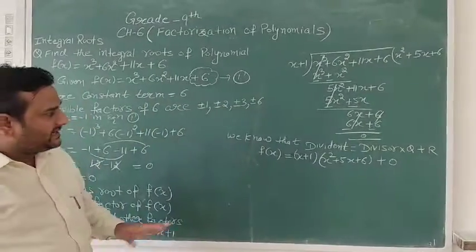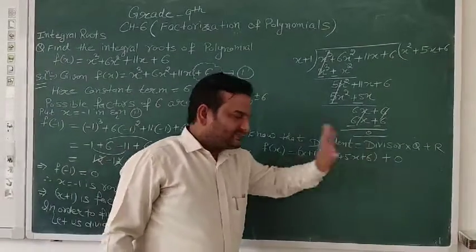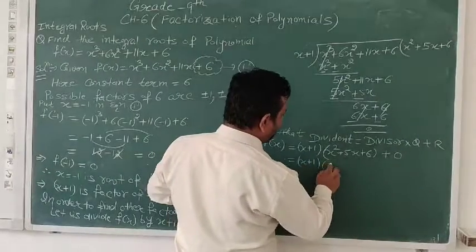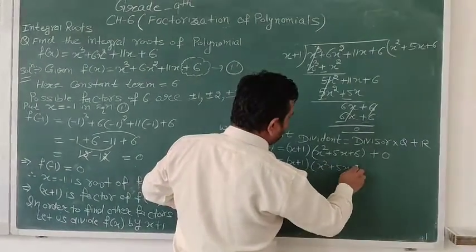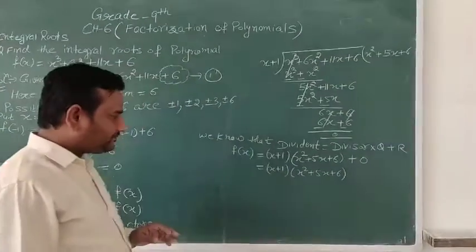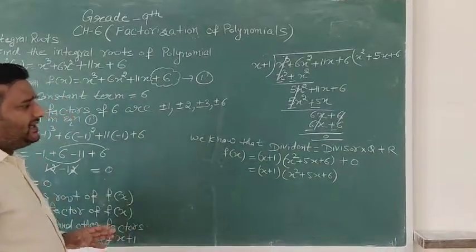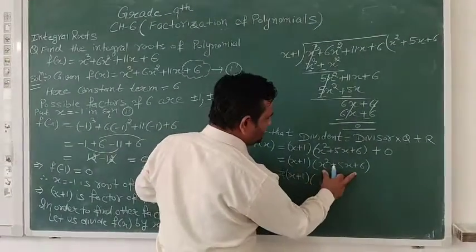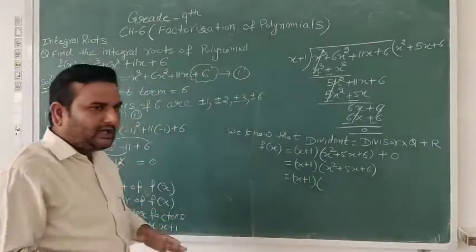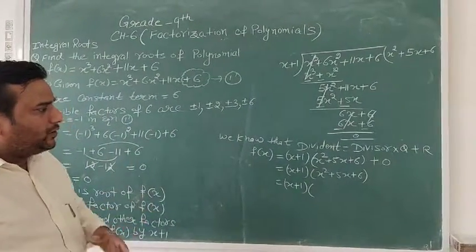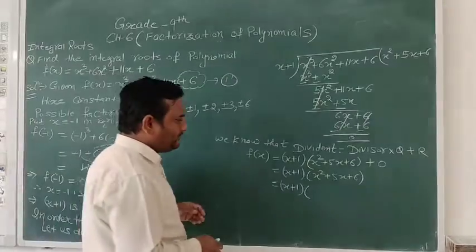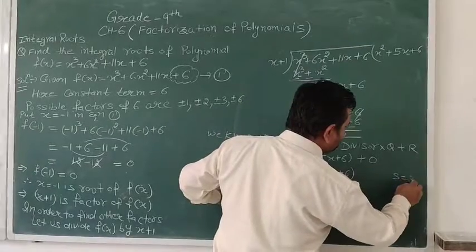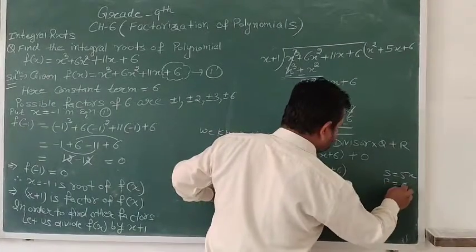Now students, you can see that here is 0, it means it's over now. So we are simply left with x plus 1 and here is x square plus 5x plus 6. So see guys, we have to find out the integral roots. So x plus 1 is itself and this is a quadratic polynomial, and we already learned how we have to solve a quadratic polynomial. So sum is 5x, I am writing here outside, sum is equal to 5x and product is 6x square.